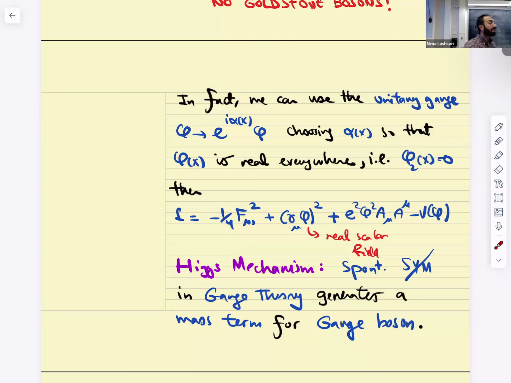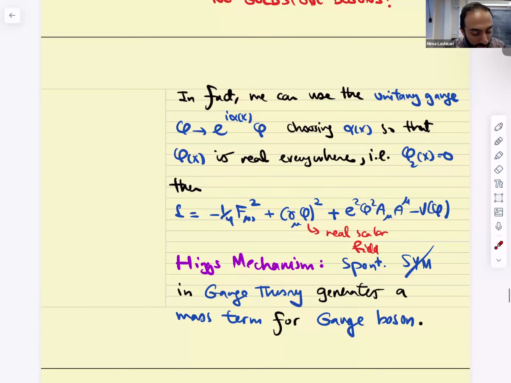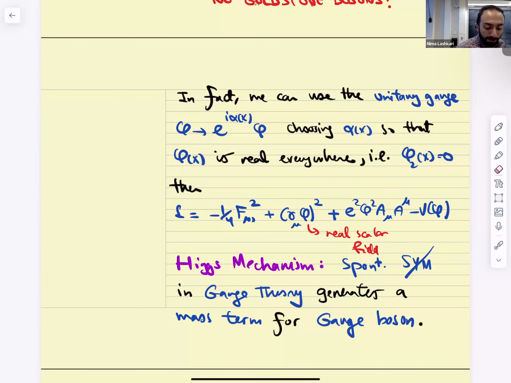So you could pick that alpha of x in your solution such that phi, the fluctuating field, is real everywhere. So you shouldn't be surprised that phi 2 was not a physical degree of freedom. It was gauged anyway. It could be gauged out completely. In this gauge, the action takes the following form.